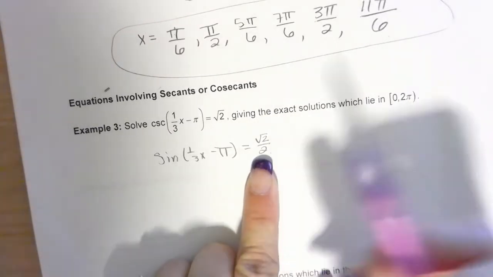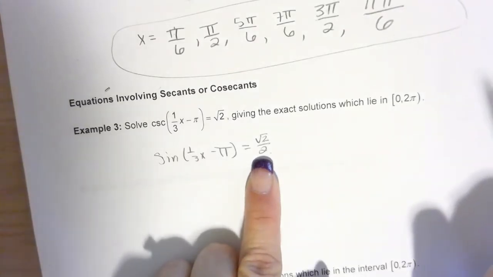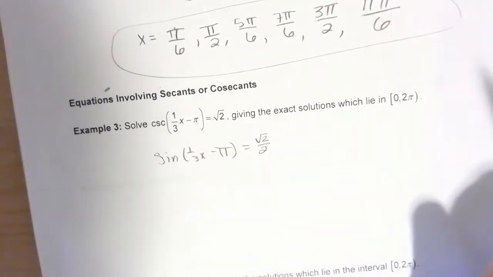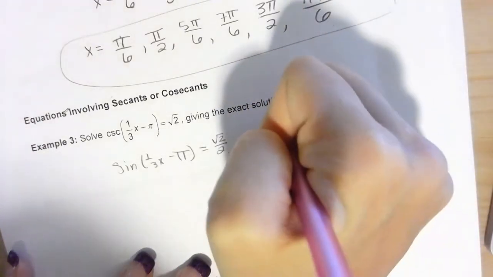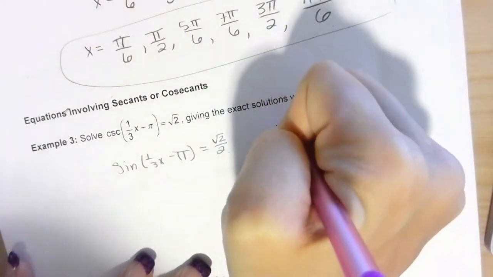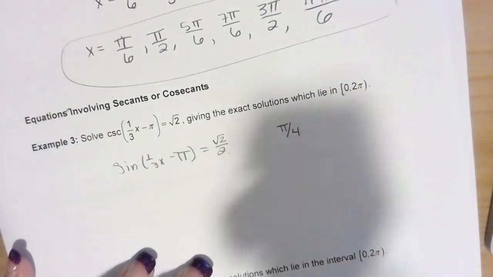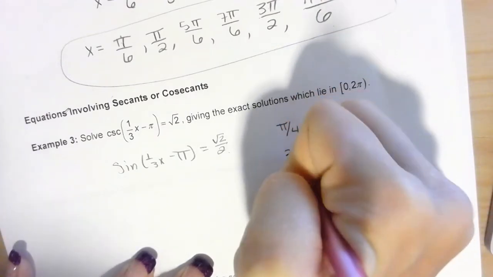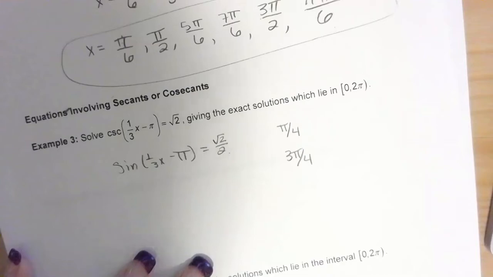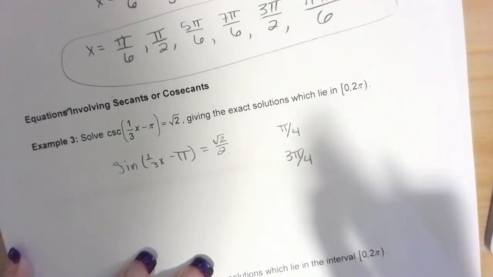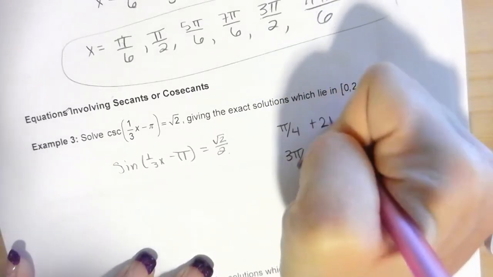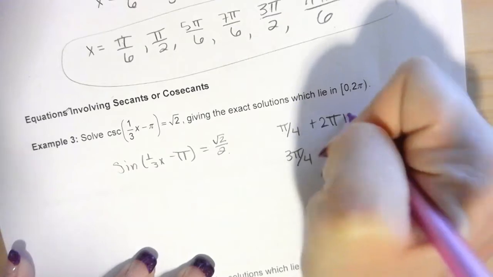So think about the quadrants where sine is square root of 2 over 2. That's the first quadrant and the second quadrant. The first quadrant, square root of 2 over 2, is at pi over 4. And the second quadrant is 3 pi over 4. Well, there's no connection between these two, so we're going to have to deal with two different equations. So we have plus 2 pi k for each of these.